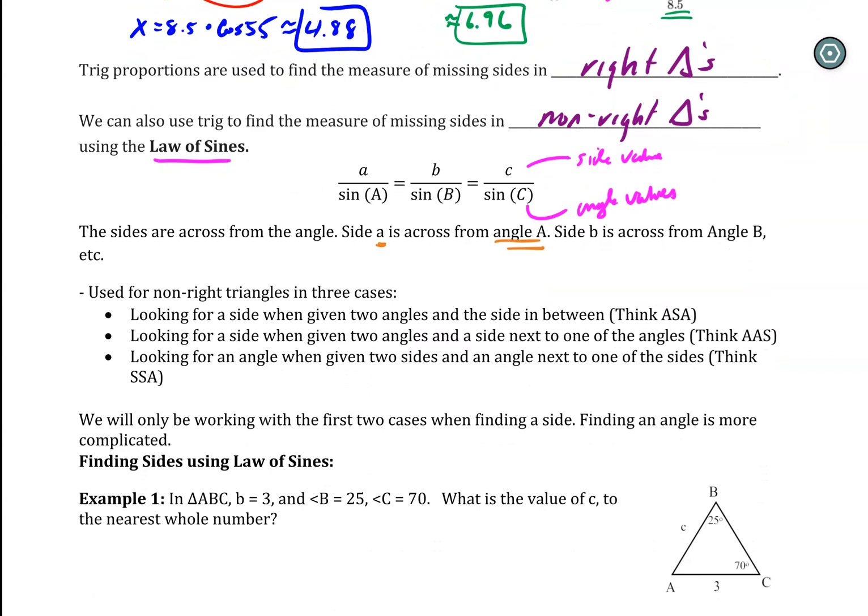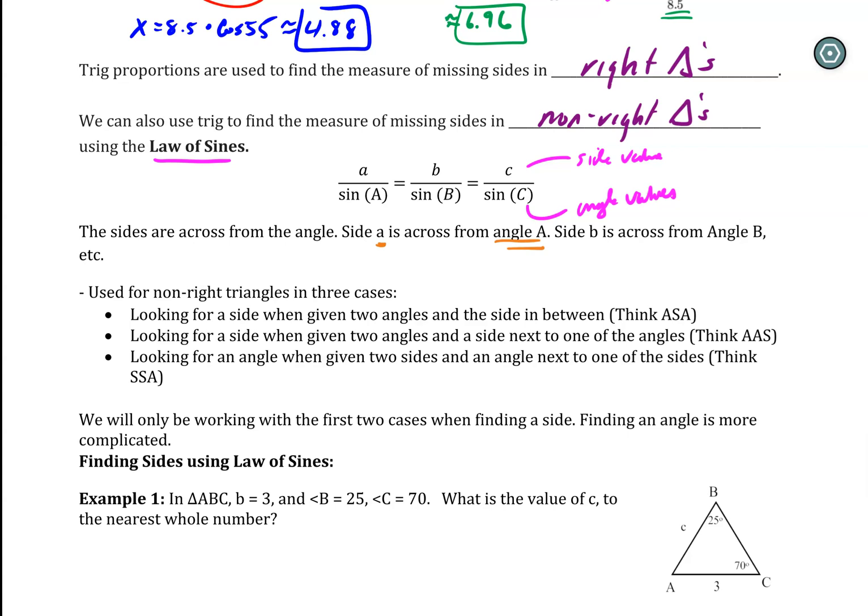So there are three scenarios where you're going to be able to use this kind of work to find the non-right triangles, right? First is looking for a side when you're given two angles and a side. So you can essentially think of angle, side, angle. The other one is looking for a side when given two angles and a side next to one of those angles. Again, think angle, angle, side. And the third one would be looking for an angle when given two sides and an angle next to one of those. Think side, side, angle.